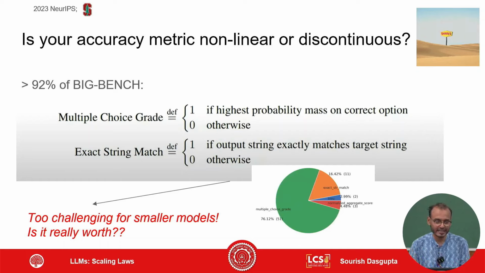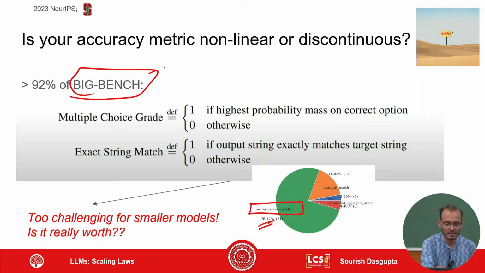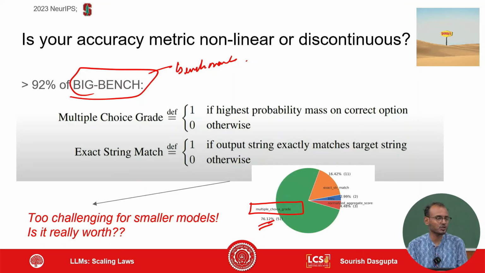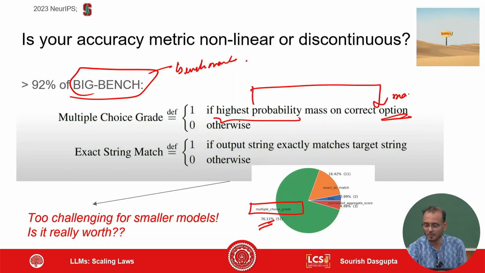So they dug deeper into that 10%, and they saw that for the BIG-bench benchmark, 76% were all multiple choice grade, which means it's a very strict kind of accuracy measure: you either hit it or you miss it. There is no in between, right? Multiple choice grade means you give an option, and if the highest probability matches this option, then you get a 1, else 0. So even if you are second highest with a very small margin from the highest, you still get a 0. Got the point, the problem? It's an extremely harsh metric.